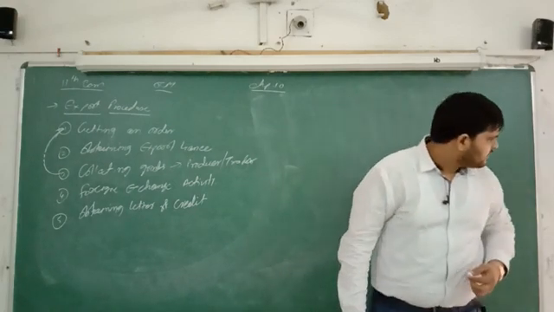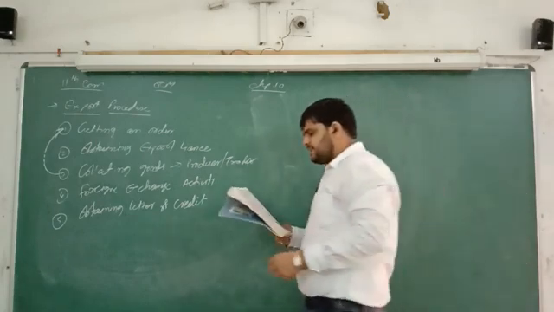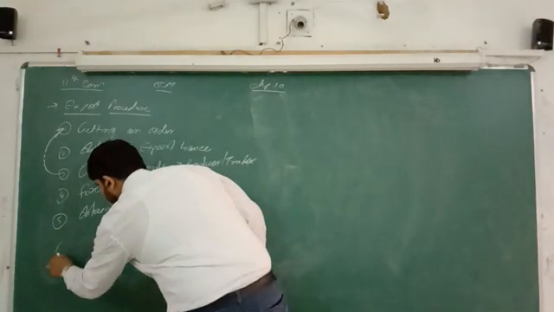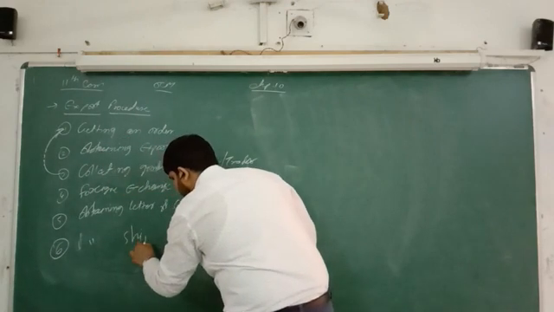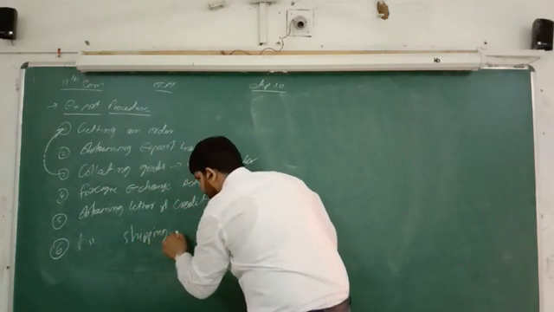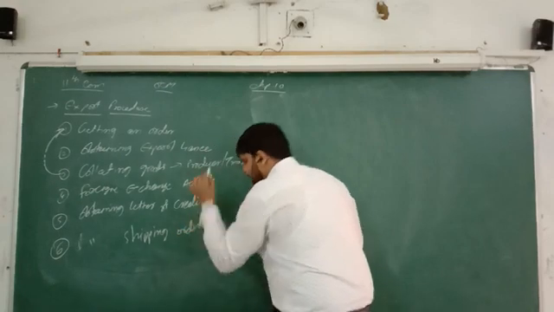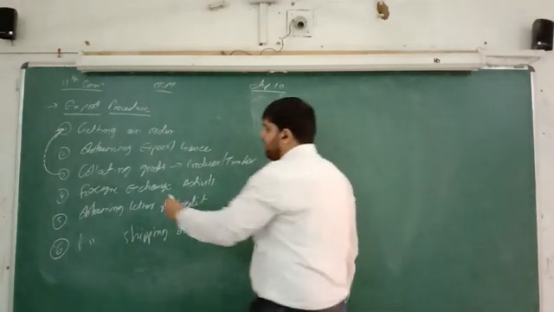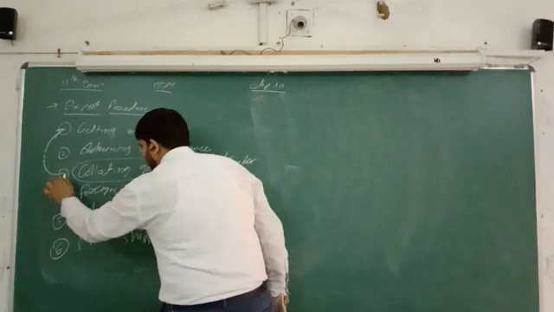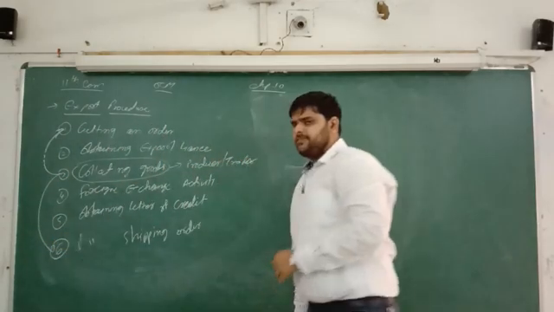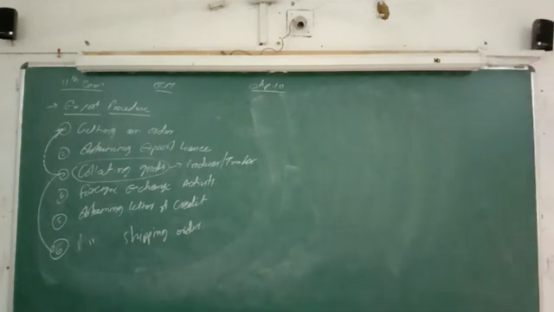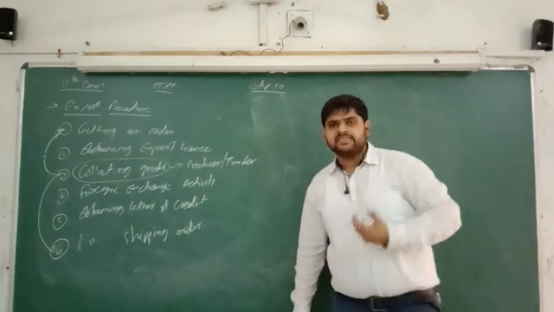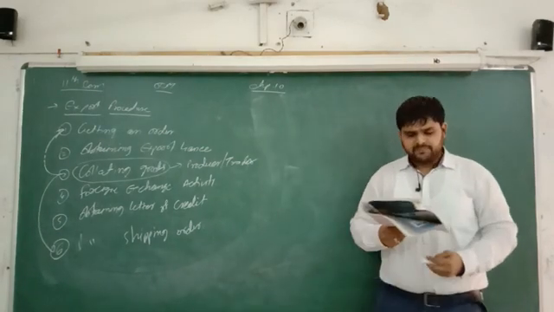Next one, number 6, that is obtaining shipping order. Okay, so here that is obtaining shipping order. So definitely, whatever goods we have collected, now we have to send them to the shipping order. Okay, now we have to send them to that shipping.